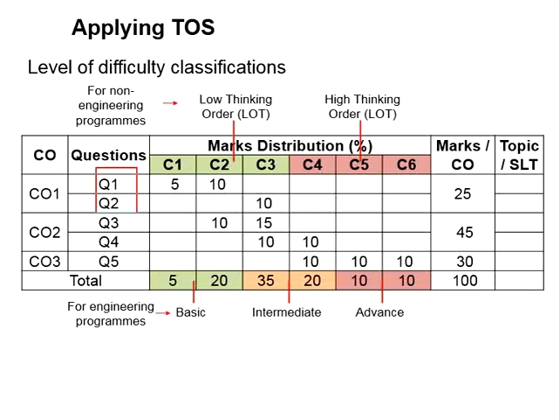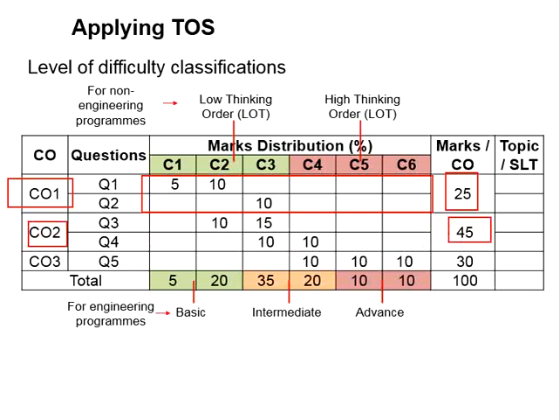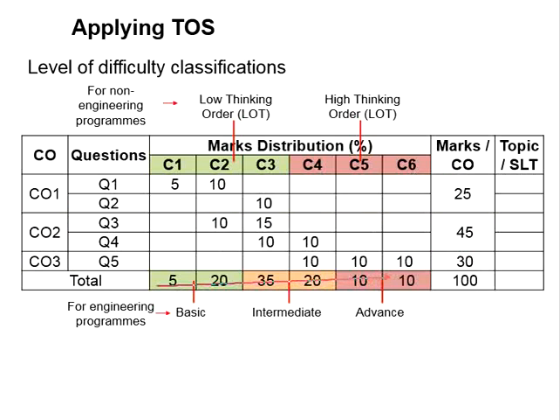Based on the classifications, Q1 and Q2, question 1 and question 2, are meant for course outcome 1. The total marks for both questions shall be grouped together under course outcome 1. The same goes for CO2 and CO3. The summations of this as well as the summations of this shall be equal to 100 marks.